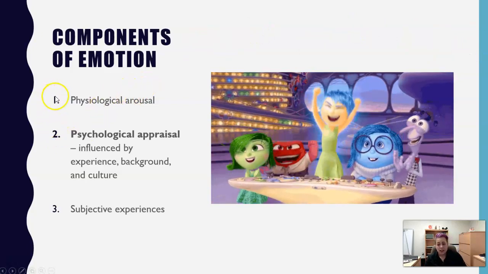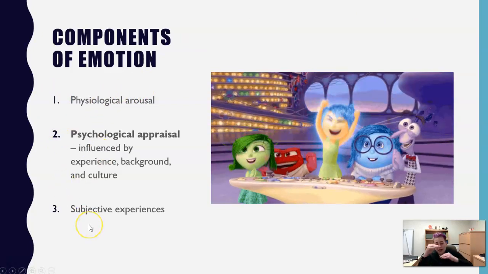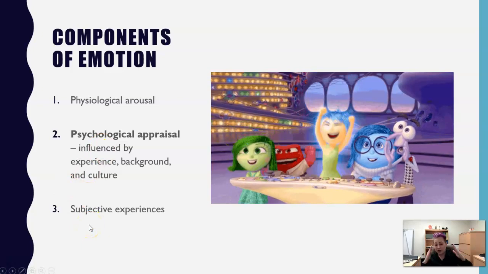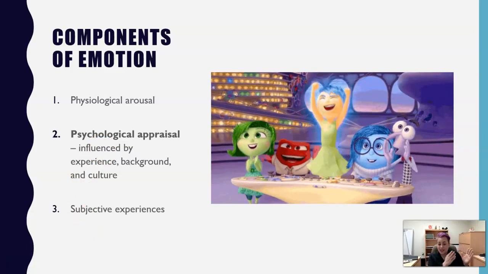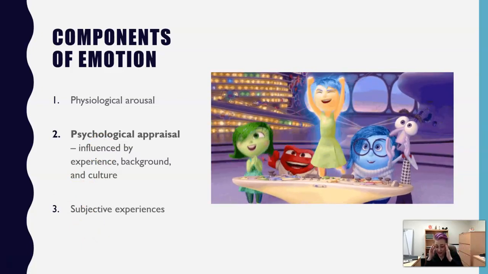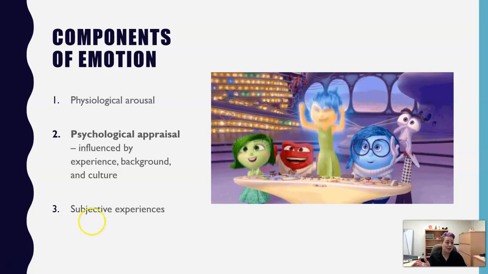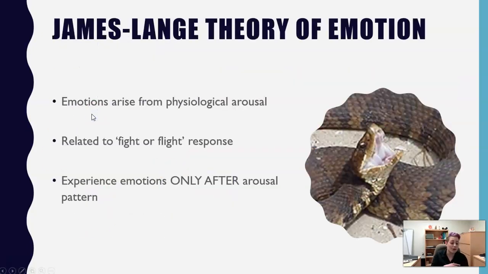Now, I know these are numbered, but they're not like steps. They're dynamic. We don't know which one comes first, the physiological cue or the psychological appraisal. And that's what we're going to look at with these theories of emotion that we're going to talk about in our text. When we talk about our feelings, do the feelings come first? Do we label them first, or do we have physiological cues first?